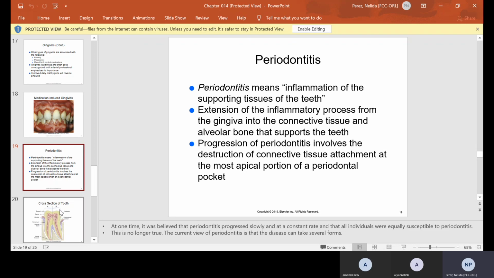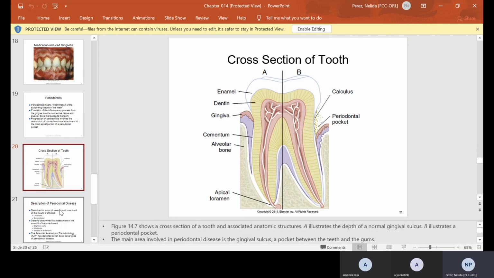If you're doing your job at home by brushing and flossing and going to the dentist periodically, your gums should be super healthy. The ones that haven't been going, haven't been brushing, haven't been flossing, usually those are the 75% that we talked about before.